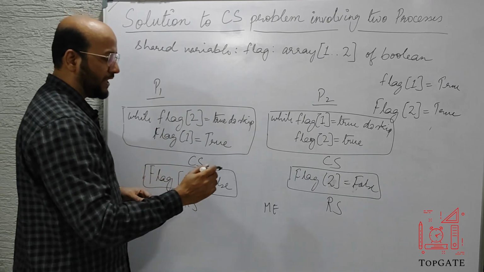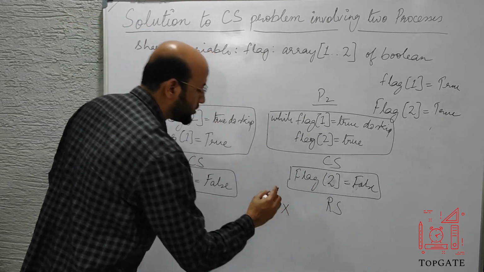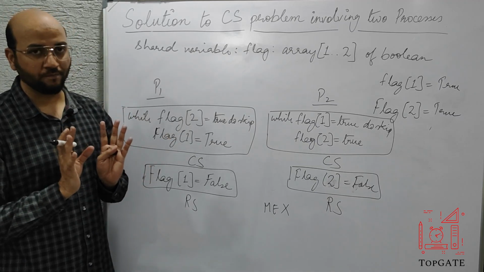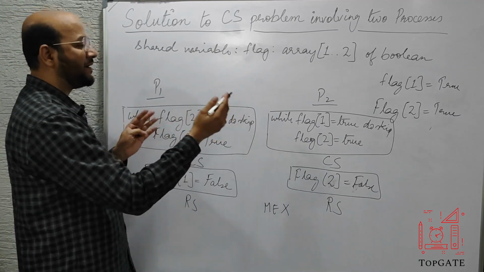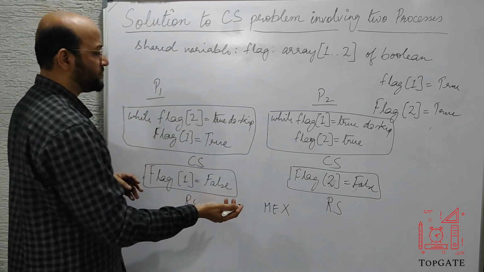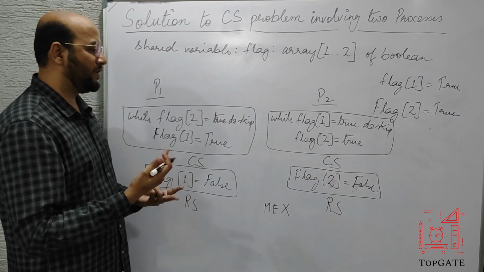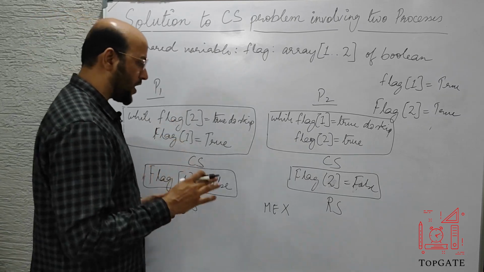Clear? Therefore, in this solution, mutual exclusion is not guaranteed. Hence, this solution is a wrong solution. Clear? That is, they both can enter into the critical section. So, there is no point of checking whether progress is satisfied or not. Since ME is not satisfied, we will not check for progress and other requirements.